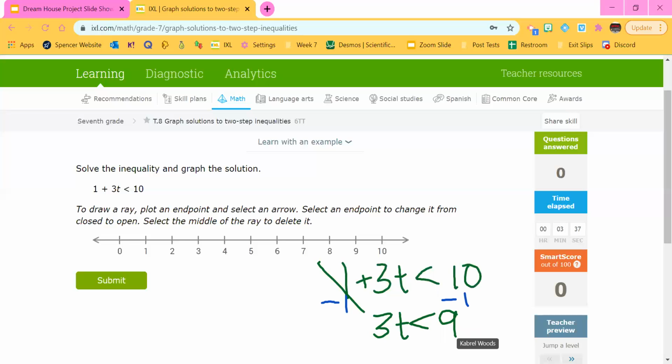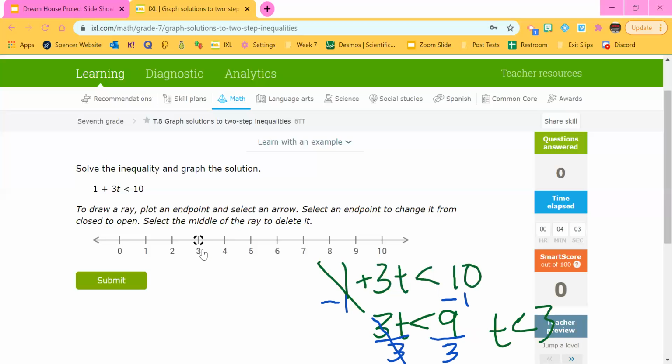Once we got rid of the constant, we have to get rid of the coefficient. So we're going to divide each side by 3, and then those 3's cancel out. We are left with t is less than 3. So that's our answer when we solve it: t is less than 3. And then Ms. Gross, are you wanting to show them on the graph? Yes, ma'am.